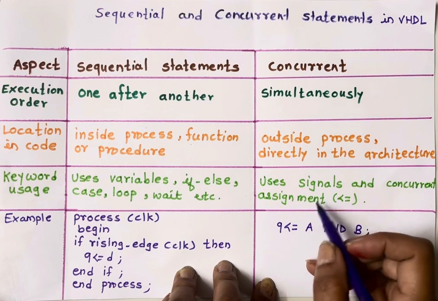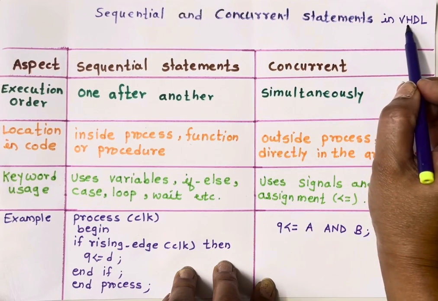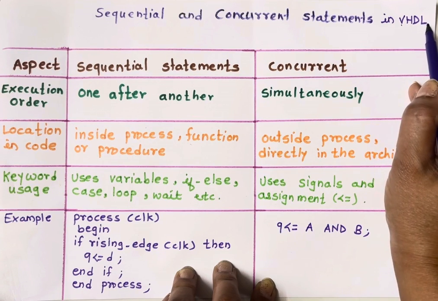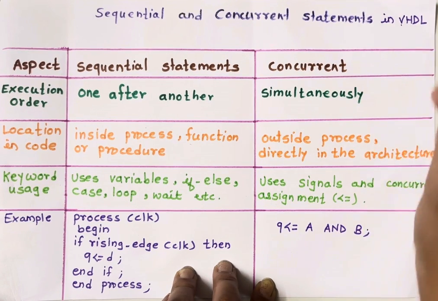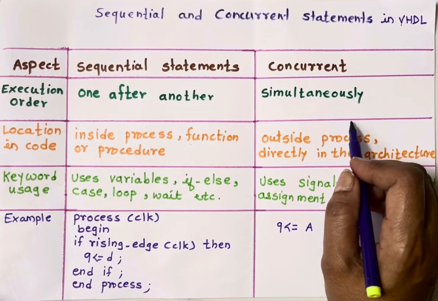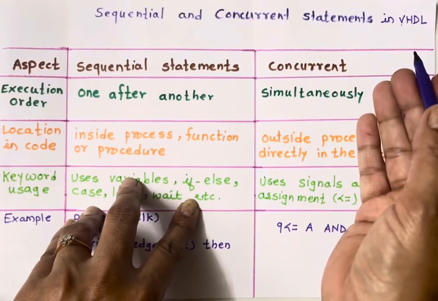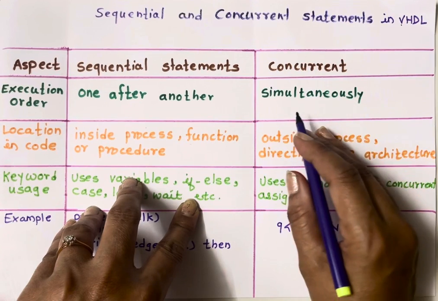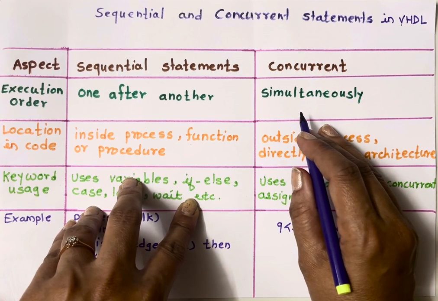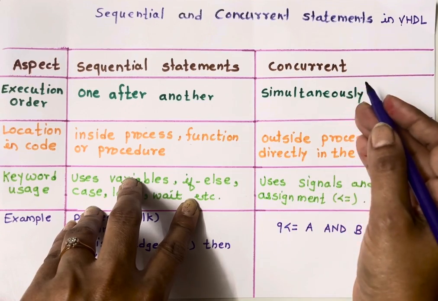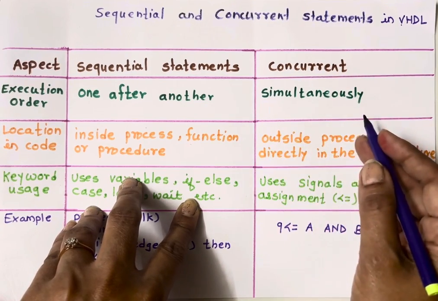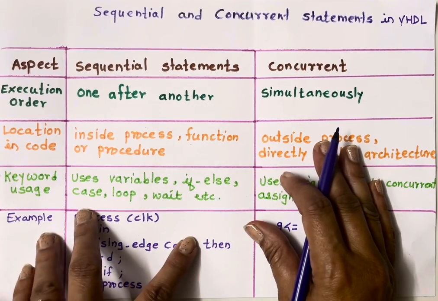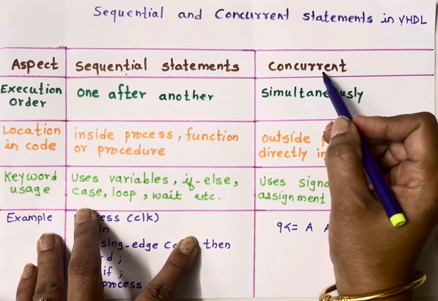So today we are going to talk about sequential and concurrent statements in VHDL. VHDL stands for Very High Speed Integrated Circuits Hardware Description Language. So this language describes the hardware. So here in VHDL, a statement is an instruction that tells the simulator or synthesizer what action to perform in your design. So every line that performs an operation like assigning a value, making decision like if, else or looping is a statement. So VHDL statements are basically divided into two parts, sequential statements and concurrent statements.